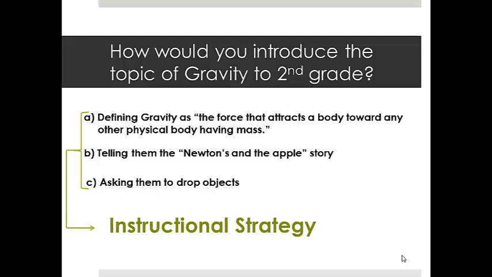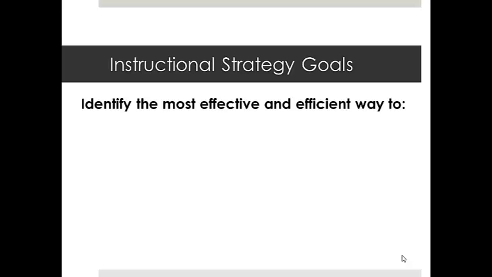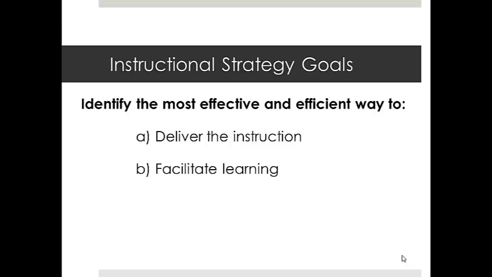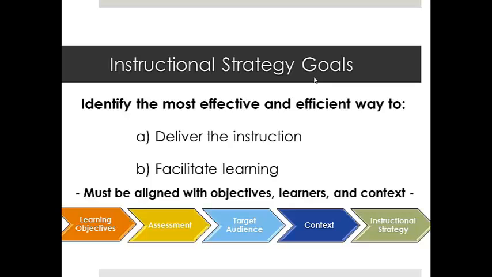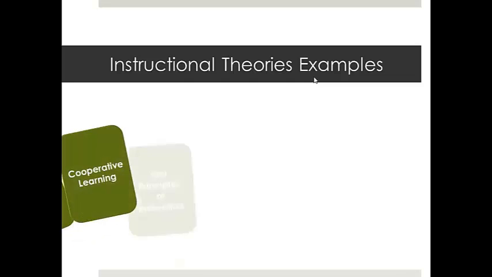Generally speaking, the two main goals of an instructional strategy are identifying the most appropriate way to deliver the instruction and identifying the most effective way to facilitate learning. These goals must be in alignment with the learning objectives and the target audience. For instance, the most sophisticated online training will be useless if your target audience do not have access to the internet.